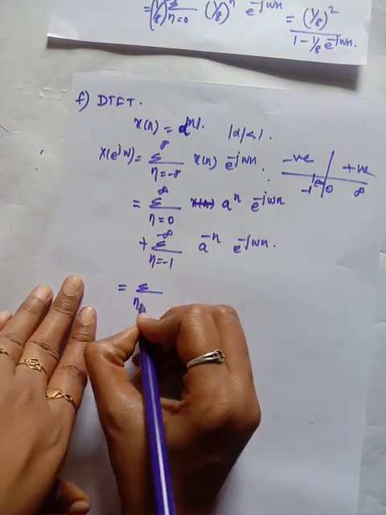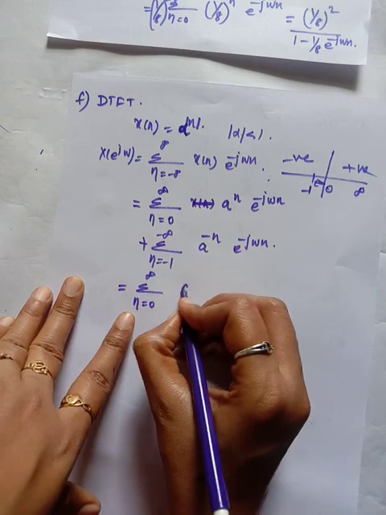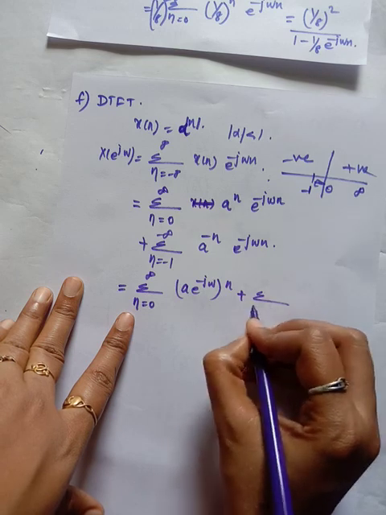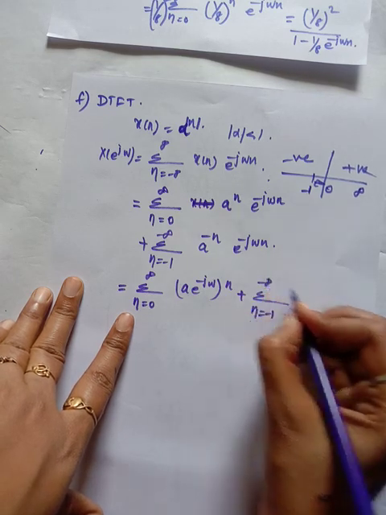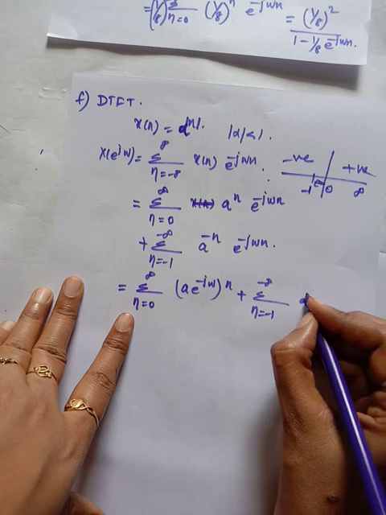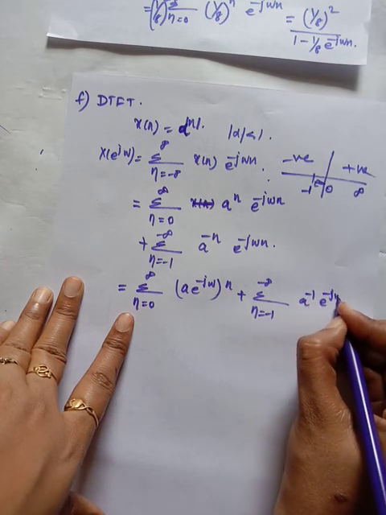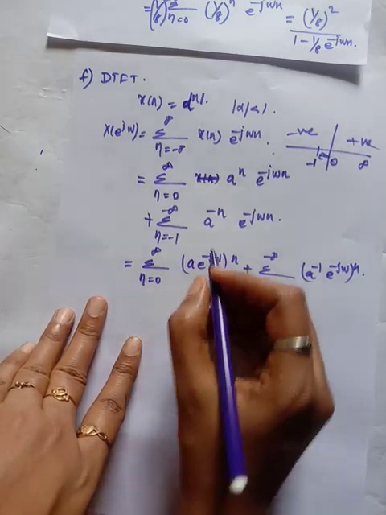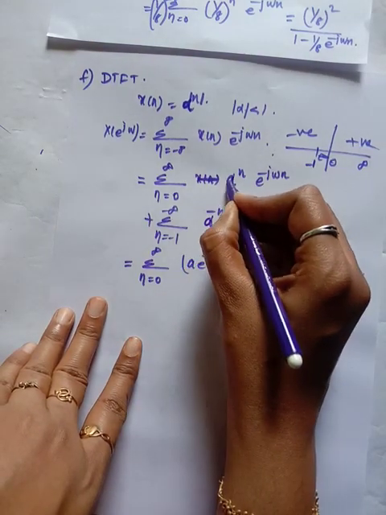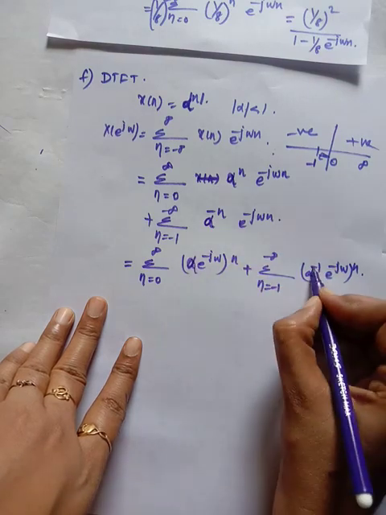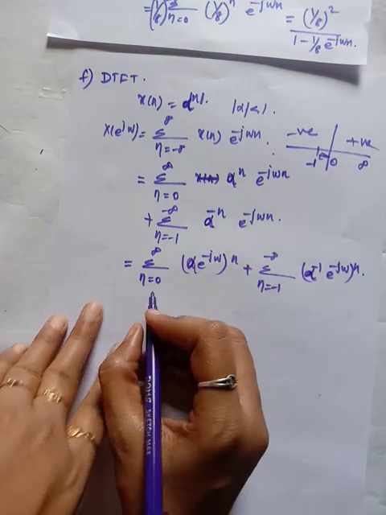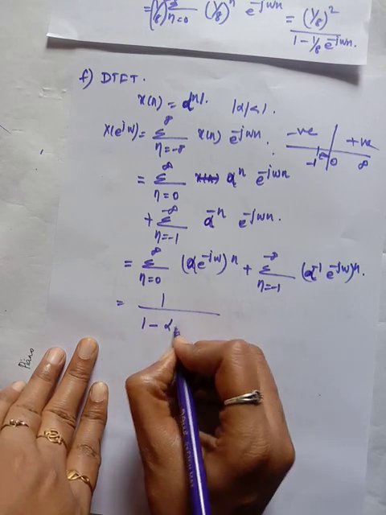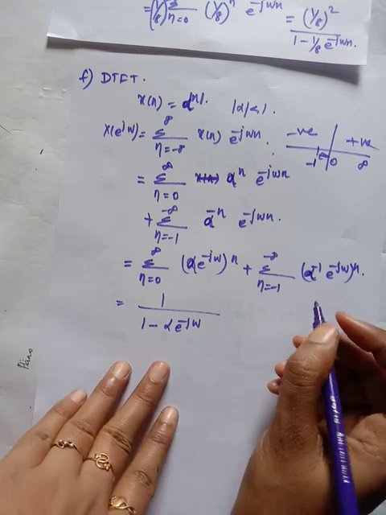So I am going to simplify this: summation n equals 0 to infinity of a e power minus j omega, the whole power n, plus summation n equals minus 1 to minus infinity of a power minus 1 e power minus j omega, the whole power n. Sorry, here it is alpha, not a. So this is alpha. Now directly you can apply the formula, 1 by 1 minus alpha e power minus j omega.